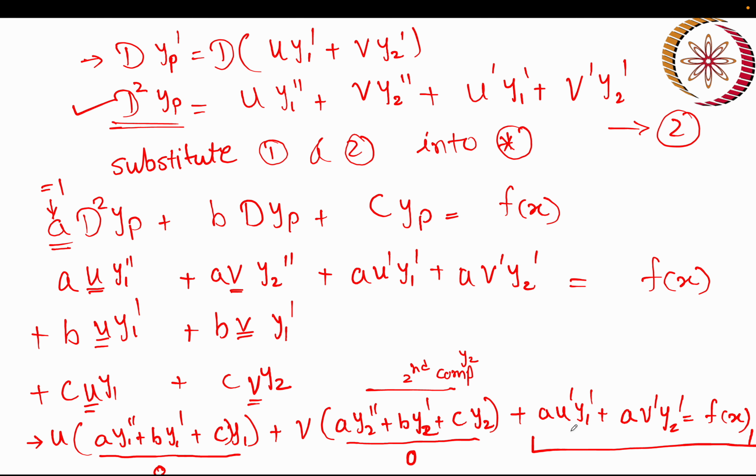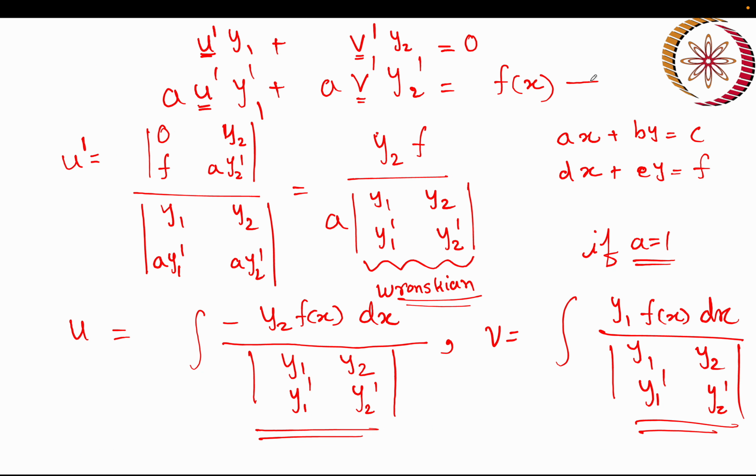So after doing that, we got the much reduced form, and this is the imposed condition that we have imposed. After solving this, we'll get u and v, and the particular solution will be u y1 plus v y2. So that's all we have done.